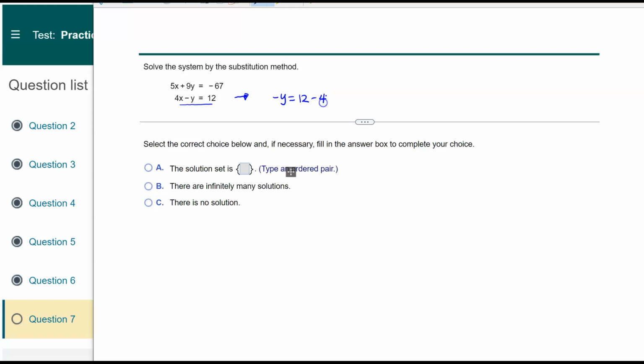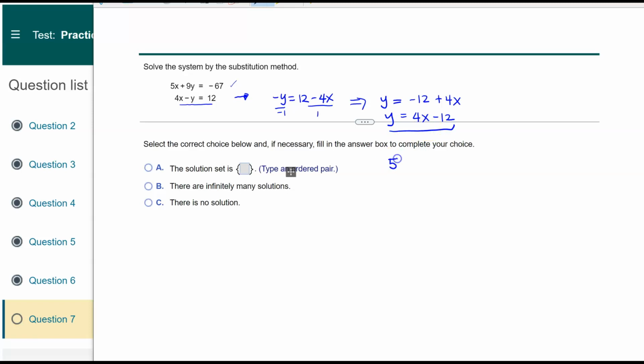So you have minus 4x. Then you can divide both sides of your equation by negative 1. So this becomes y equal to negative 12 plus 4x, or that's the same as 4x minus 12. So now you have an expression for your y in terms of x. Then you go back to the first equation and substitute the expression for your y.